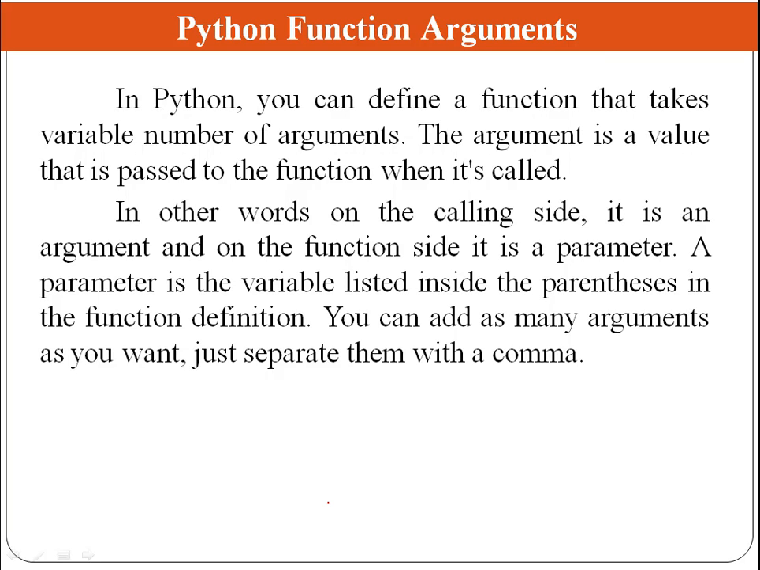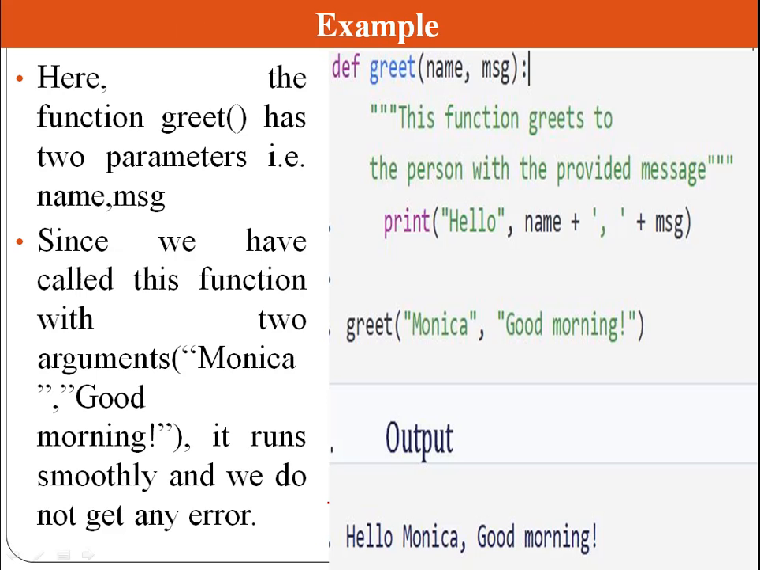So let's see the example. Here the function greet has two parameters, right? What are the parameters? Name and message. So definition greet, two parameters, with a colon. Then this is your docstring, right? Then you are printing something, hello. This is just a string, comma, name. It will pick the value from here, right? Then you are putting a comma in between, and then message, whatever message you want to display.